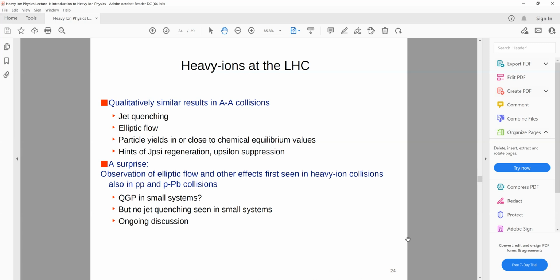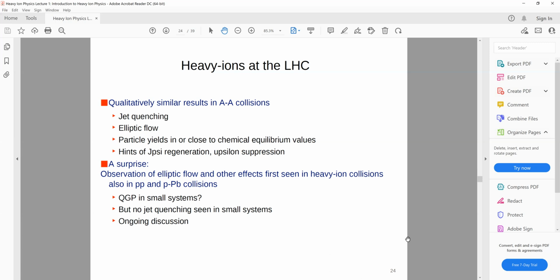However, at the LHC, particularly the high multiplicity PP collisions and P-lead collisions have come with a surprise which was never seen before. There was an observation of elliptic flow, and other effects like the formation of a ridge, some structures in two-particle correlation, which before the LHC era were very specific to heavy ion collisions. They were seen in PP and P-lead collisions.